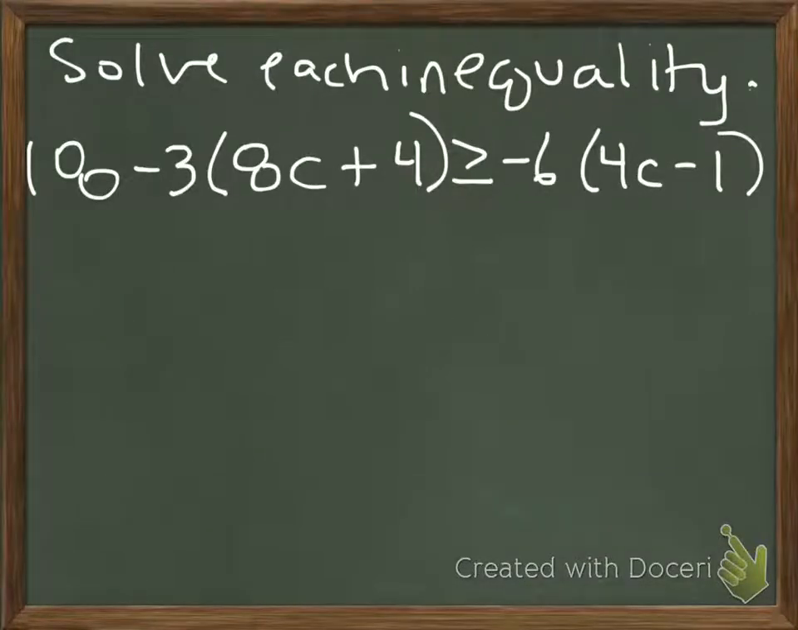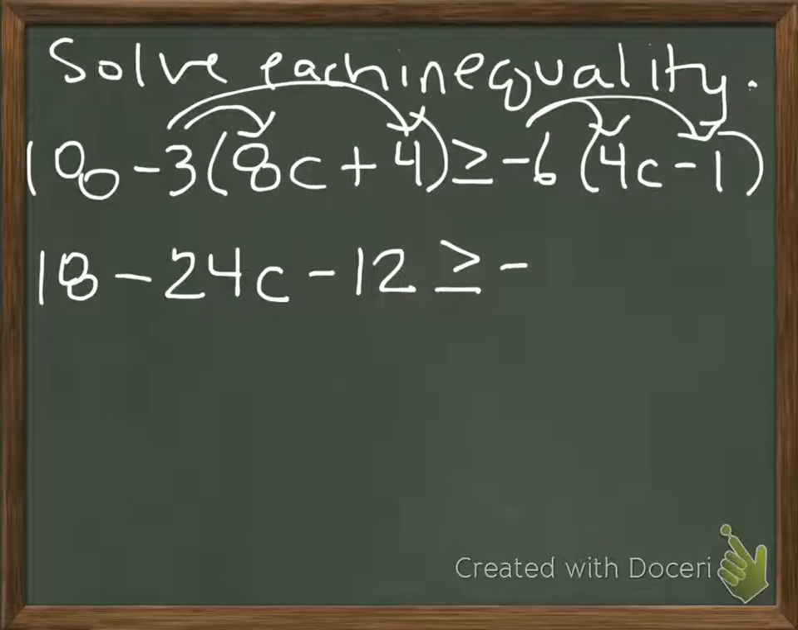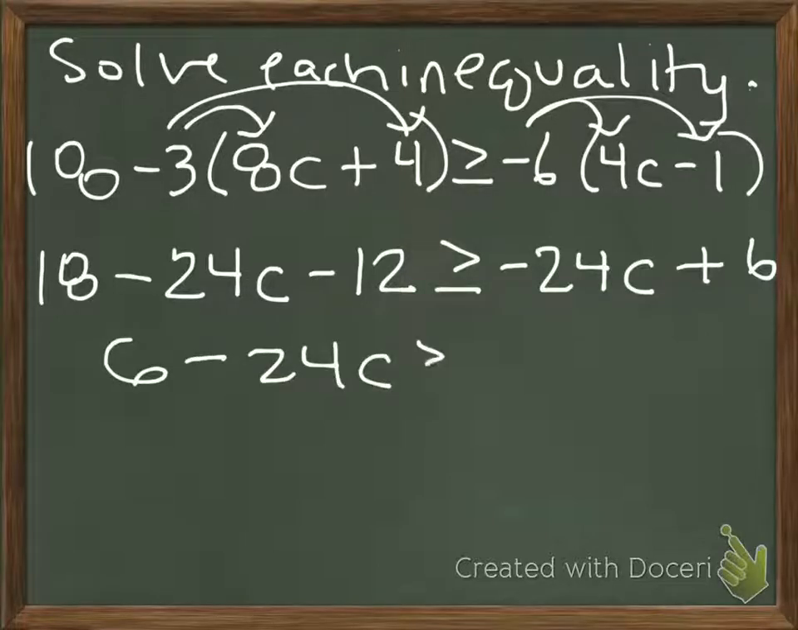Here we're just asked to solve the inequality. Again, I see distributing. So this is an 18, stays the same. Negative 3 times 8 is negative 24c. Negative 3 times 4 is negative 12. Also here, negative 6 times 4 is negative 24c. And negative 6 times negative 1 is positive 6. And then we're going to combine like terms on the same side, so we could do 18 minus 12. Just read from left to right, we get 6 minus 24c is greater than negative 24c plus 6.